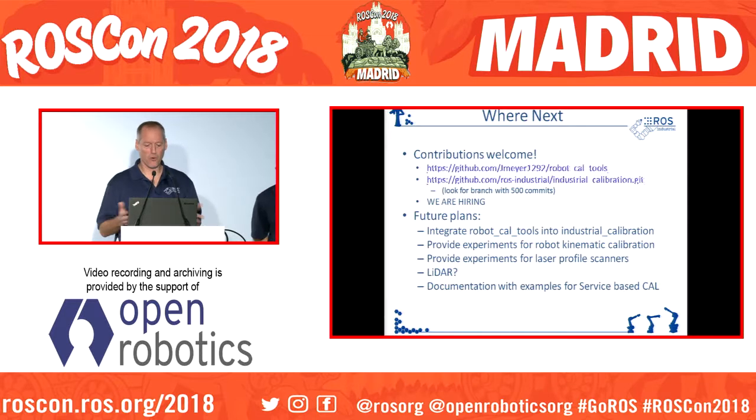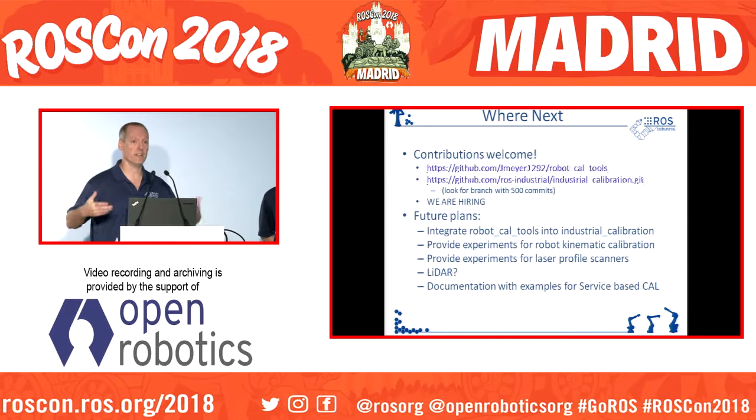And our future plan, of course, is to integrate this into industrial calibration, and we want to provide tools for experimenting with kinematic calibration. If you think about calibrating where the camera was on the wrist or where the target was relative to the robot, that's essentially a kinematic calibration. So we'd like to advance these same concepts to use cameras to calibrate the kinematics of the robot. We'd like to provide more experiments with laser profile scanners and LiDAR sensors. And of course, we need to do a lot of documentation for what we have already so that people will use it and help us make it better.